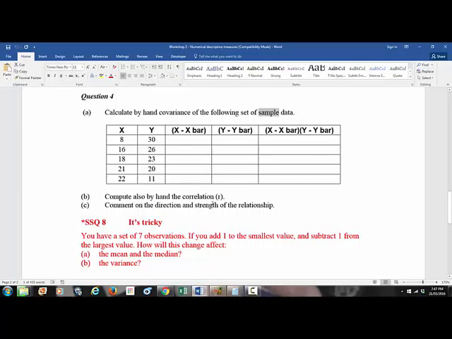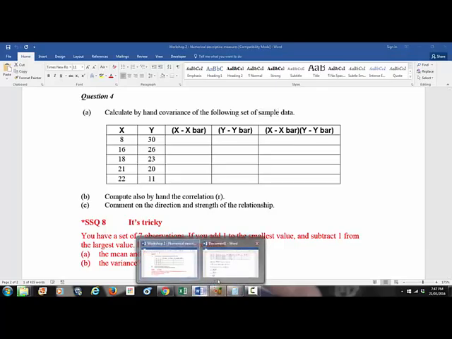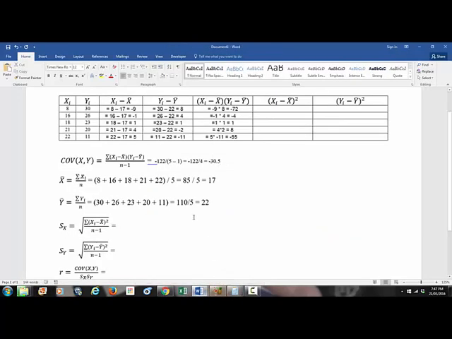We need to compute, also by hand, the correlation coefficient R. I'll give you a little bit of background on what the correlation coefficient refers to. The whole purpose of doing the covariance and then moving into the regression is to analyze the nature of the relationship between X and Y.